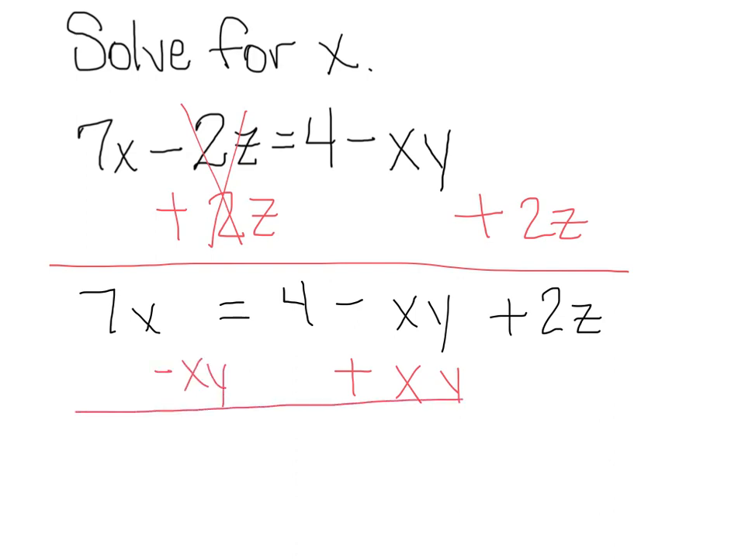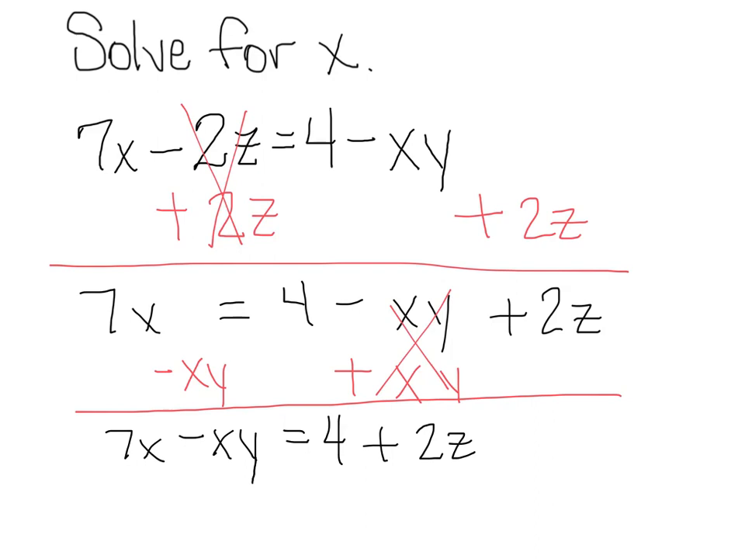Now, you may be looking at this problem and thinking, why did Miss Crumpton put that minus xy out from under the 7x? For this reason right here. That's an x. That's an xy. They are not like terms, so I can't combine them. So now I have 7x minus xy equals, of course it's gone from over here now, 4 plus 2z.